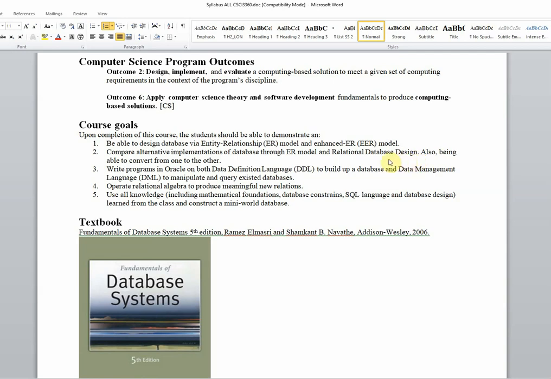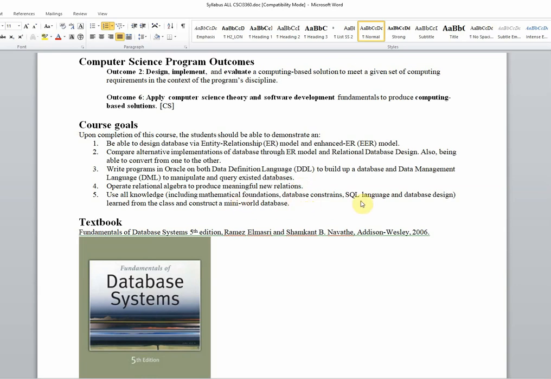Based on that, we will then go into Oracle and start writing the Oracle DDL code, data definition language, to build up the database and use DML, data manipulation language, to manipulate and query the existing database. You will also need to learn how to operate relational algebra to produce meaningful queries.